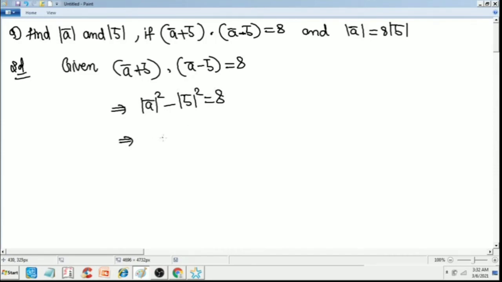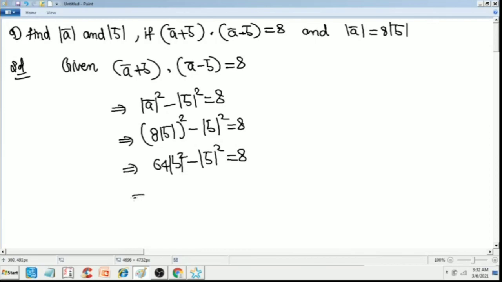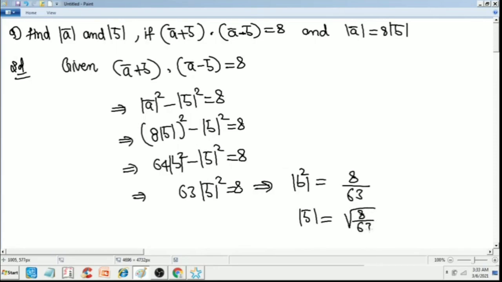From here, A modulus remains as it is, or else we will change. Here given A modulus is equal to 8 times B modulus. So I am writing in the place of A, 8 B modulus whole square, minus B modulus square is equal to 8. 8 times 8 is 64, so 64 B mod square minus B mod square is equal to 8. 64 minus 1 is 63, so 63 B mod square is equal to 8. From here B mod square is equal to 8 by 63. The square goes to the right hand side and becomes a root over 8 by 63.